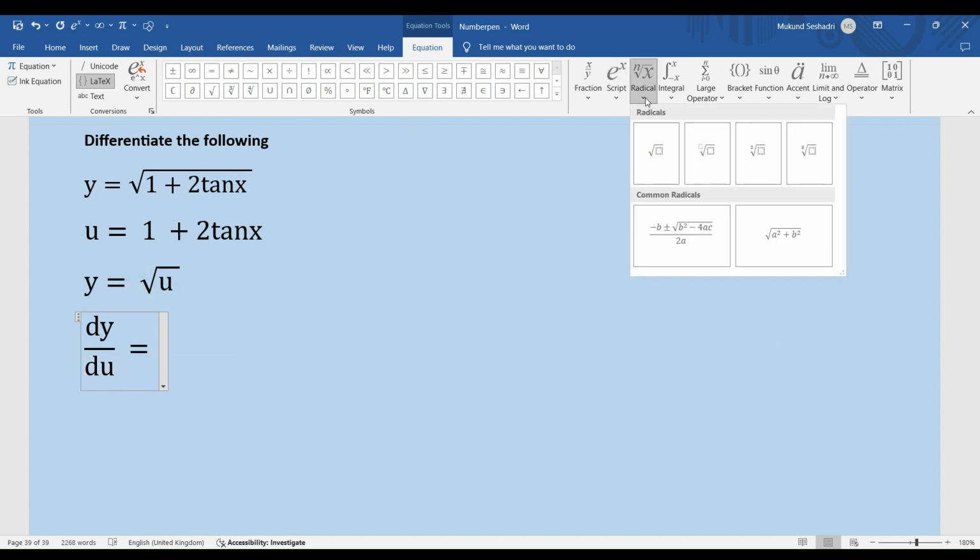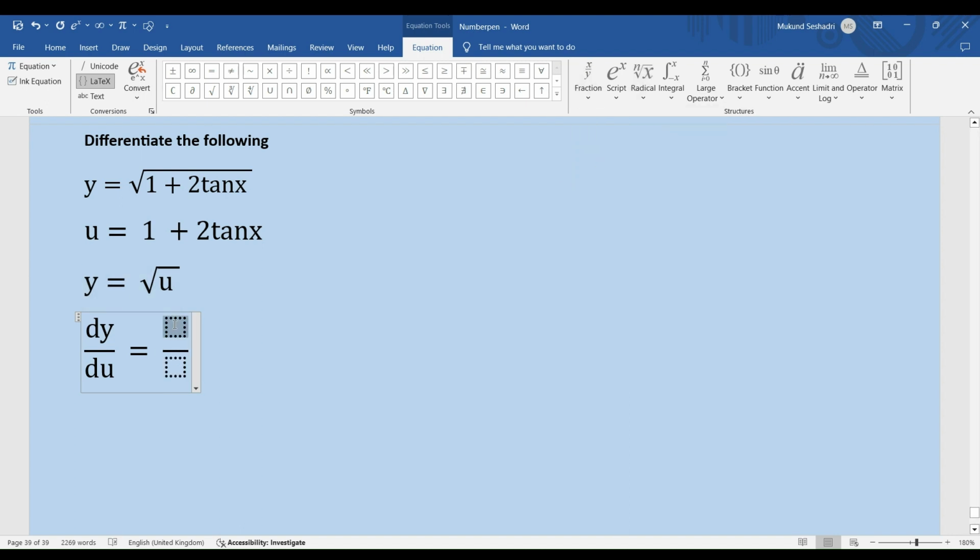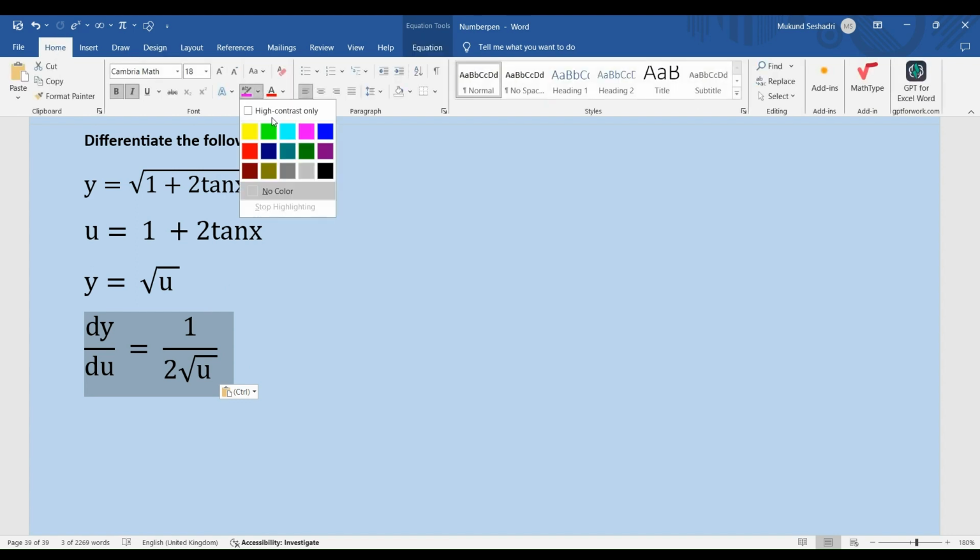And I request you to take a look at the description to understand the list of formulas that you're expected to know by heart. It's very important that you remember these formulas, otherwise we will end up spending a lot of time trying to solve even the basic derivatives, right? So equal to 1 by 2 root u. So I have my dy by du. Let me highlight it with a yellow color as usual.